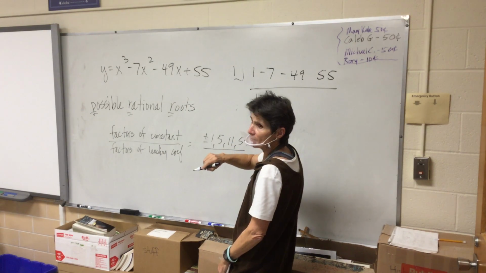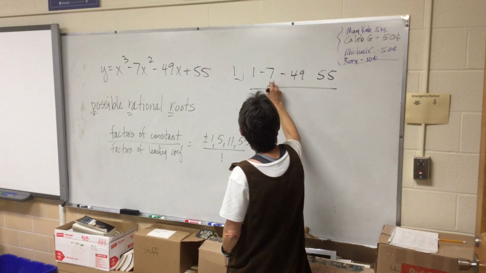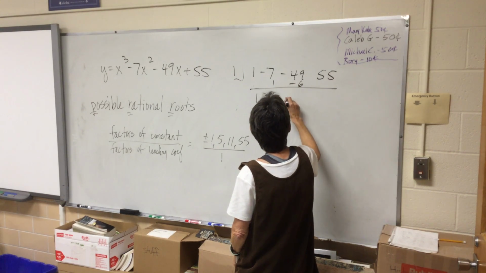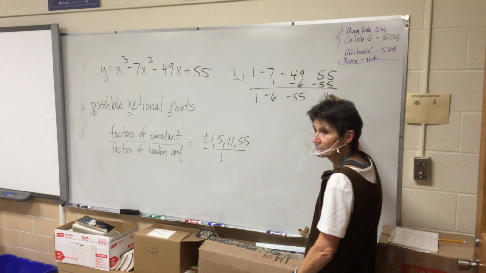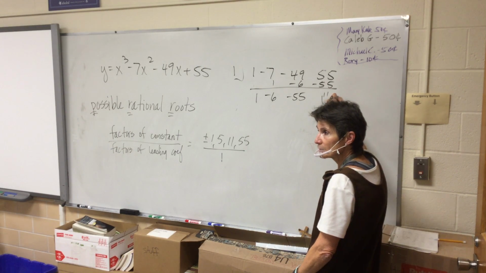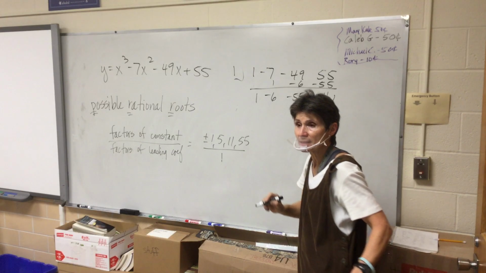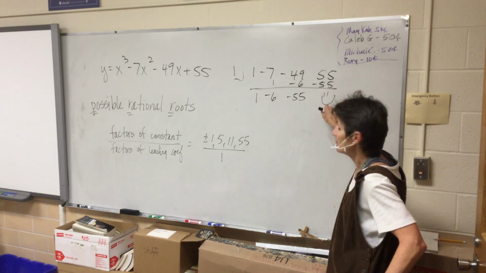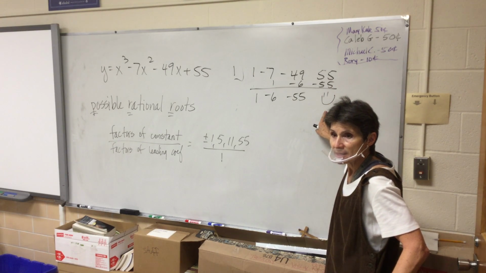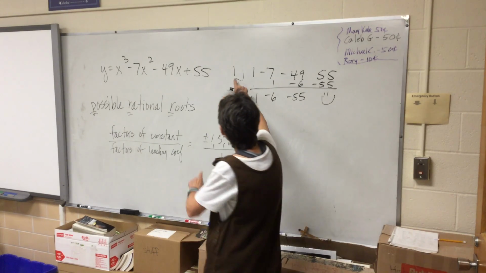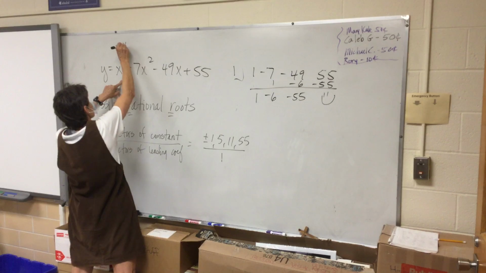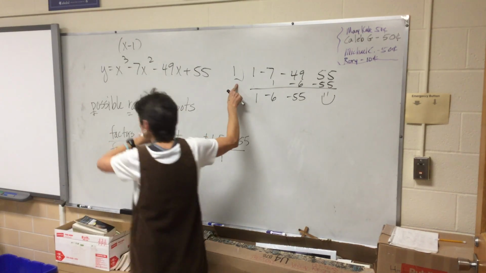Sometimes math is messy, folks. Sometimes you just have to guess. Oh my golly. What does that mean? It divided in and left a remainder of 0. So what does that mean? That means one of my factors is x minus 1.